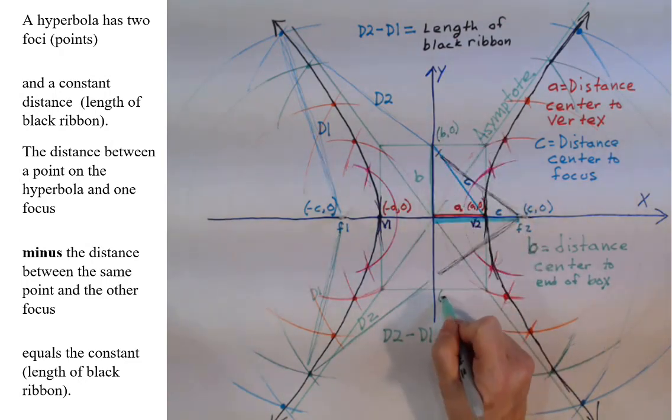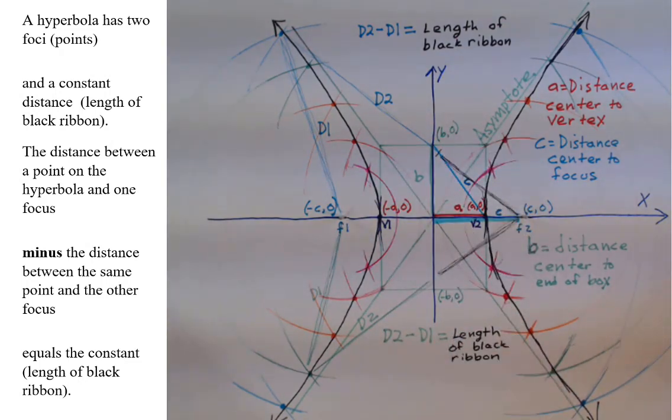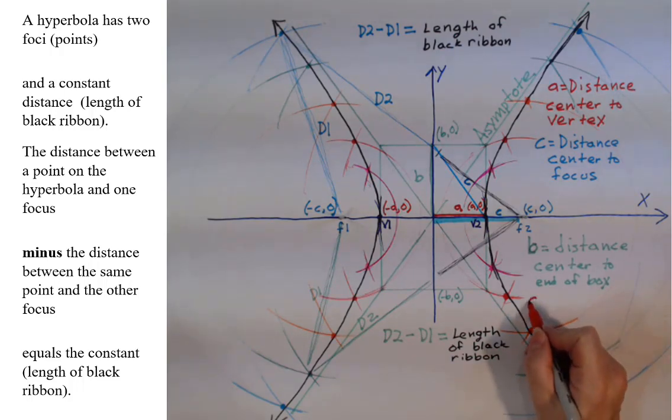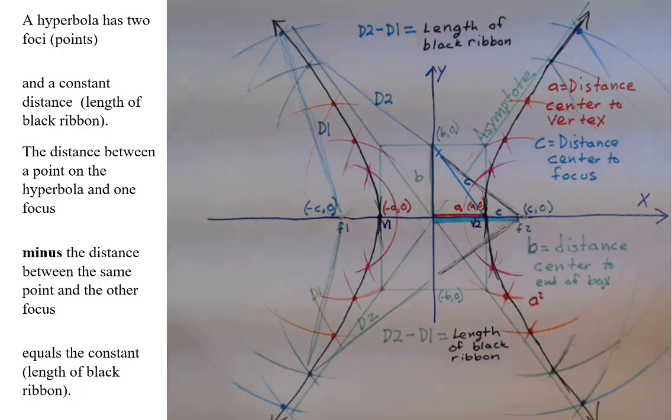Well, we see we have a right triangle here with legs a and b and a hypotenuse of c. So it has the Pythagorean relationship a squared plus b squared equals c squared. We had a relationship like this with the ellipse, but in the ellipse it was a little confusing because the longest side was actually a and we're accustomed to it being c. In the hyperbola we're back to what we're used to. The longest side is c, so a squared plus b squared equals c squared.